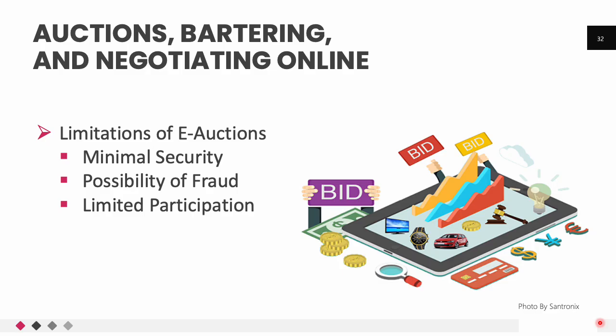All right. And then limited participation. Small auctions may have few bidders and therefore few good deals. The sellers will get low prices, and the buyers will lack competition, so no bargains. So stick to popular platforms like eBay.